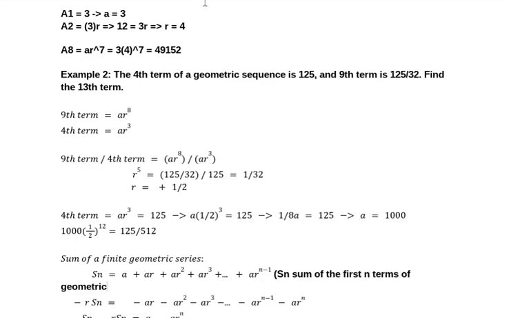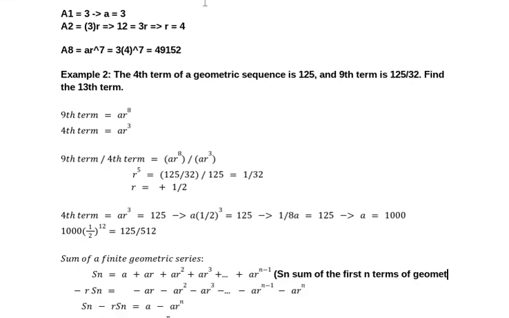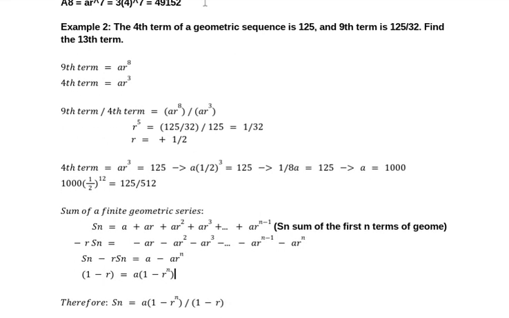And we multiply it by r, so Rsn becomes ar plus ar squared plus ar cubed plus so on. So we know Sn minus rSn is equal to a minus arn. So Sn times (1 minus r) is equal to a times (1 minus r to the power of n). So Sn is equal to a times (1 minus rn) divided by 1 minus r. So this would be the correct equation for Sn.